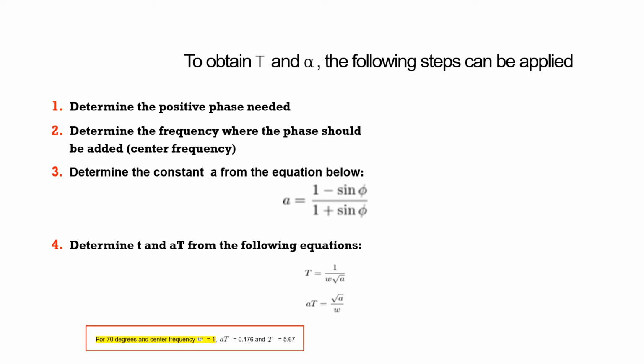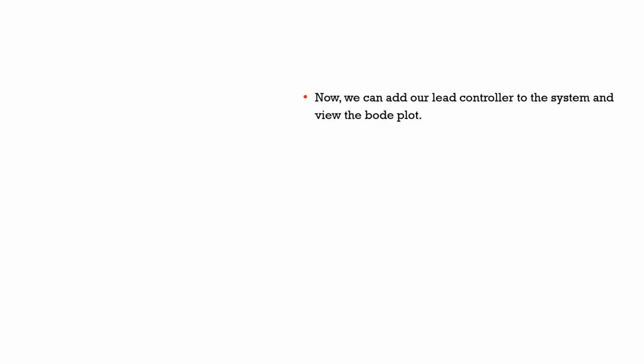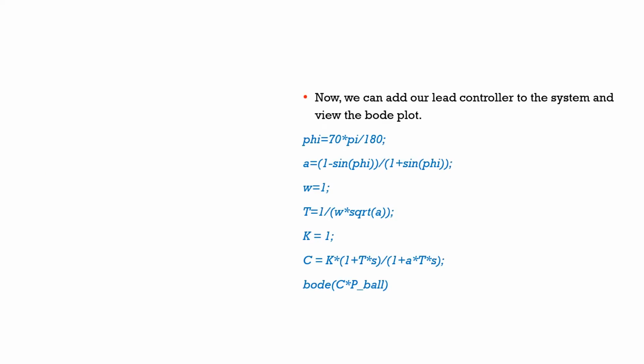By assuming our phase margin to be 70 degrees and a center frequency of 1, the aT value will be around 0.176 and the value of T will be around 5.67. Now we can add a lead controller to the system and view the Bode plot.